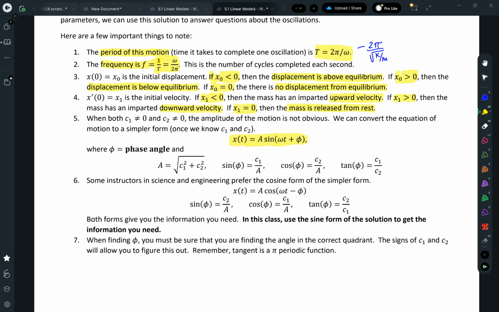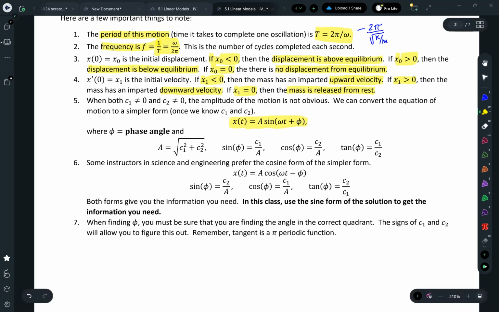Sine of phi is equal to C1 over A, and cosine of phi is equal to C2 over A, which means then that tangent of phi is C1 over C2, and this can allow us to solve for phi. Phi is just tangent inverse of C1 over C2.